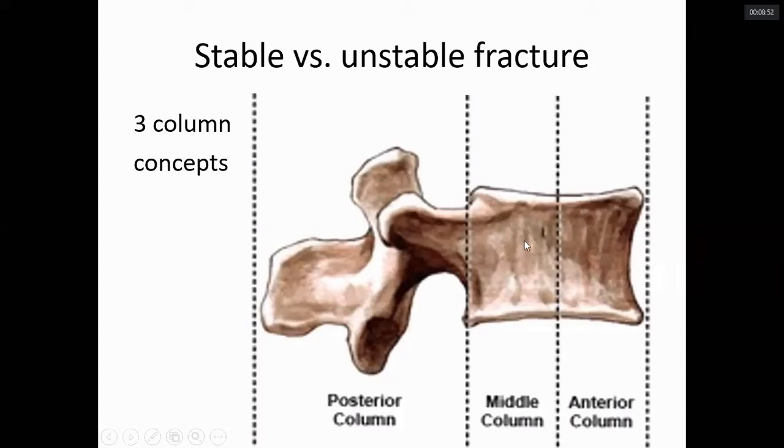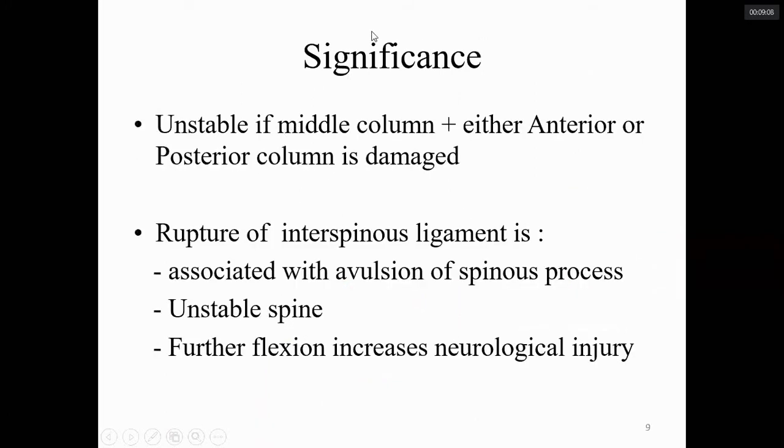Suppose both the anterior column and middle column are involved, then it is unstable. That should be fixed, we should do an operation. If the middle column and posterior column are involved, then again it is an unstable fracture, so you have to go for operative intervention. So it's the same thing. If the middle column plus either the anterior column or posterior column is involved, it is unstable, so you have to go for operative fixation. If only the posterior column is involved, you can manage conservatively. If only the anterior column is involved, you can manage conservatively. But if any two columns are involved, then you have to go for operative fixation.